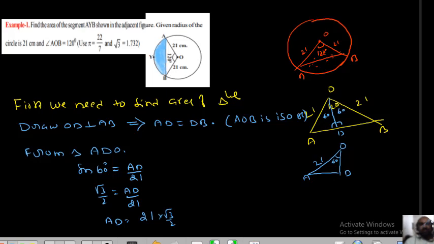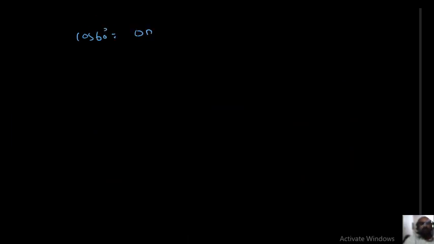But we want AB, no? AB is nothing but 2 times AD, so directly I can say 21 root 3. Leave it. Next we want to find the height, so cos 60. Cos 60 is 1 by 2, equal to OD by 21. So OD equals 21 by 2.